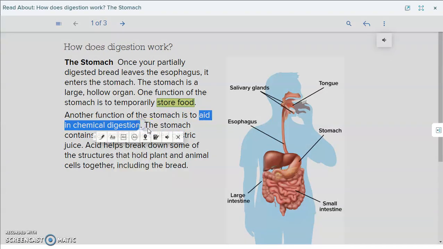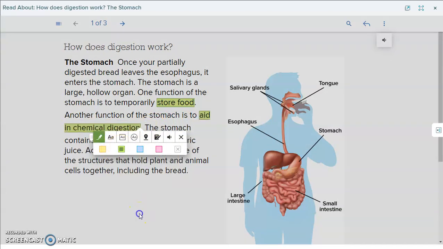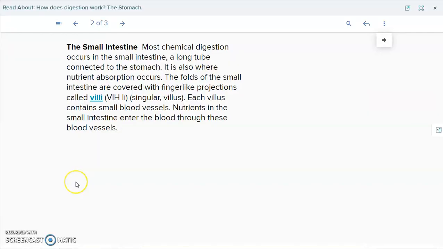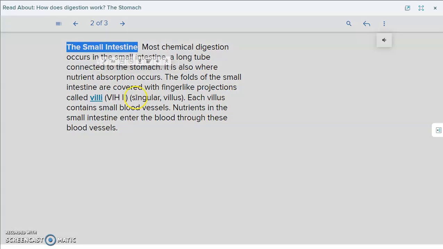How is it going to aid in chemical digestion? We are going to learn. The stomach contains an acidic fluid, like vinegar or lemon. It has an acidic taste. This acidic fluid is called gastric juice. This juice is going to break down food. After that, when the food leaves the stomach, it will go to another part called the small intestine.